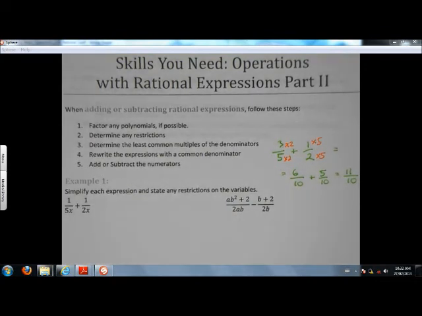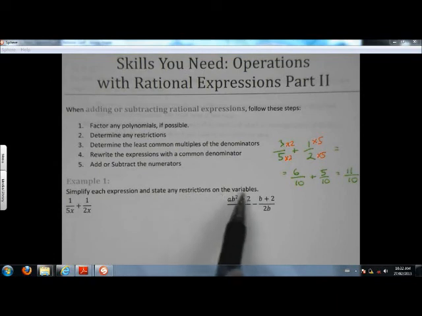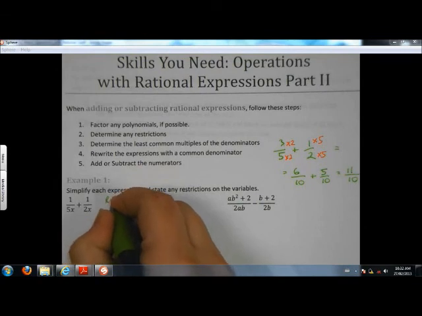Alright, we're going to do the same thing, but it's going to be x's and x squared and all that fun stuff. Example 1. Simplify each expression and state any restrictions on the variables. Step 1, factor. No factoring. Step 2, restrictions.